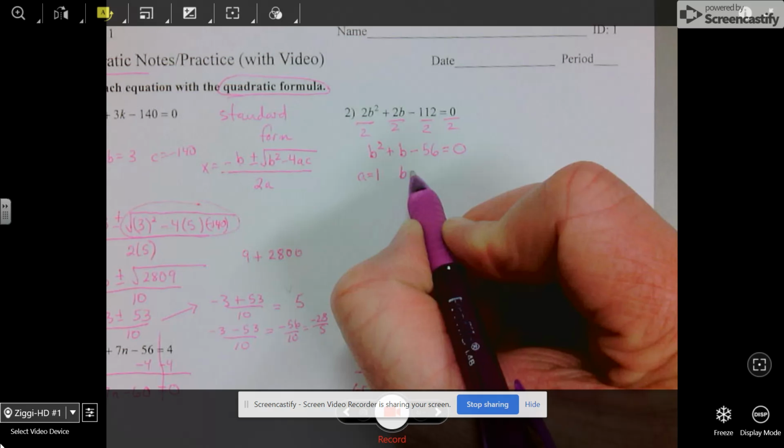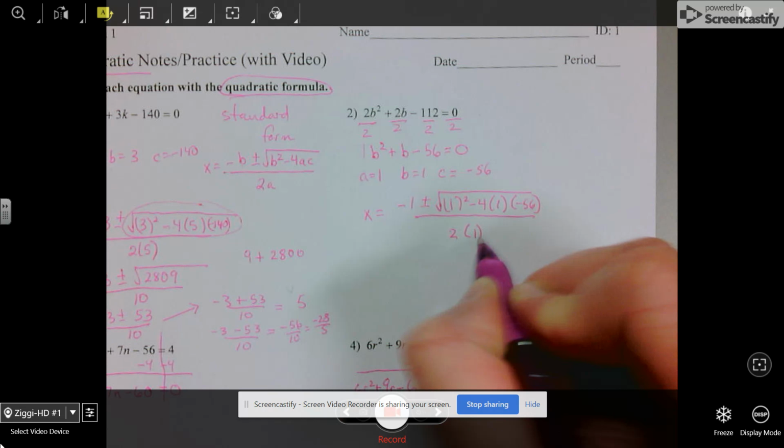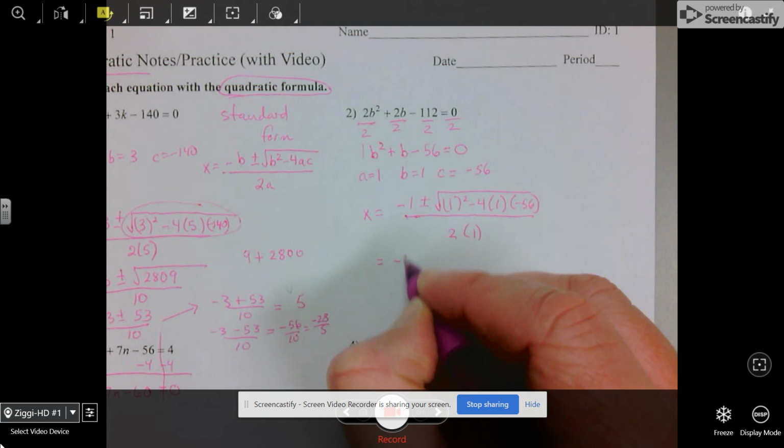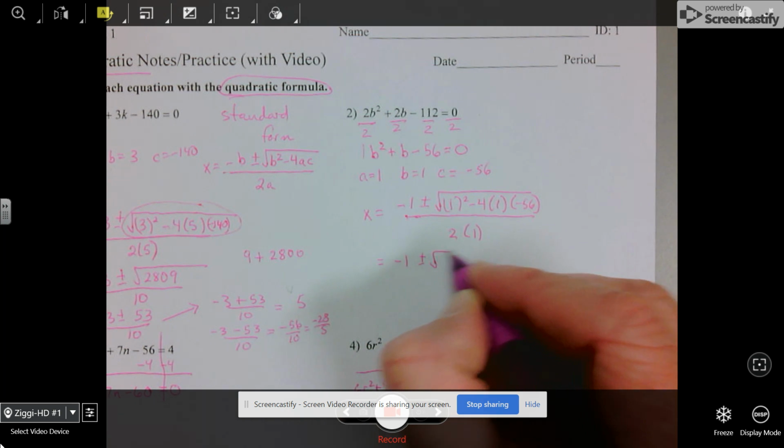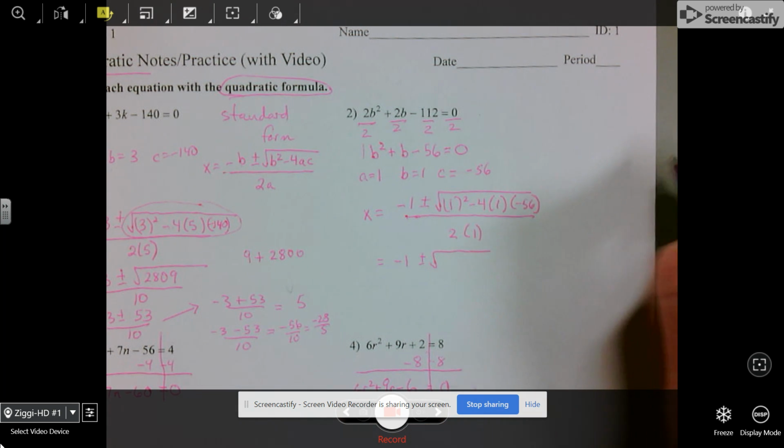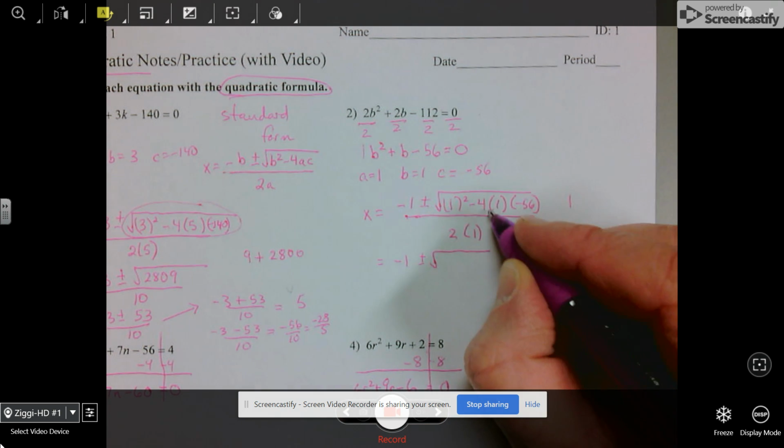I'm going to simplify this off to the side. So 1 squared is 1. Negative 4 times 1 is negative 4, times 56 is 224. And again, there's a minus here and a minus here, so that becomes a plus. So that's 225. How nice.